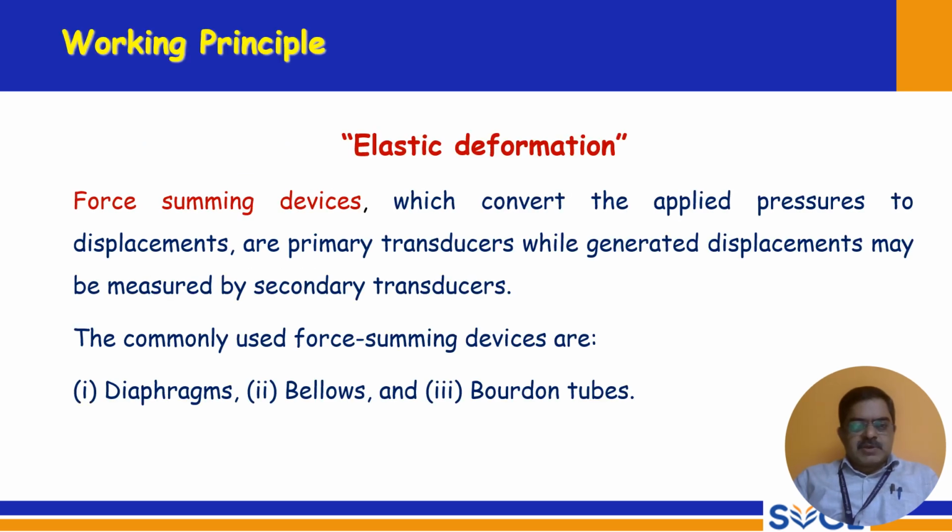The working principle is elastic deformation. In elastic deformation, force summing devices which convert the applied pressures to displacements are primary transducers, while the generated displacements may be measured by secondary transducers. The commonly used force summing devices are diaphragms, bellows, and Bourdon tubes. So these are the three we are going to discuss here.